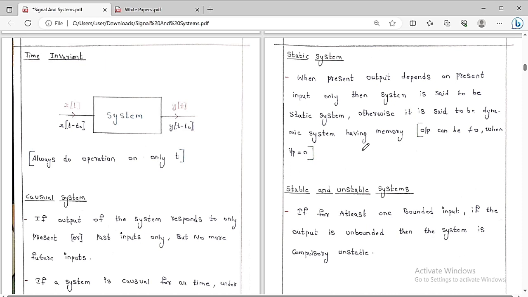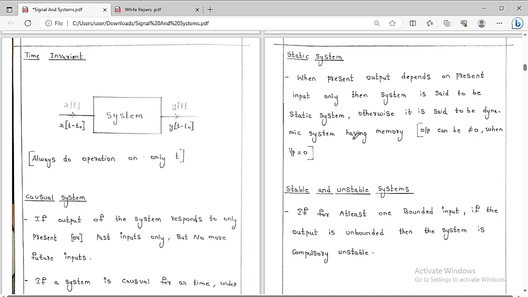But if the present value of the output depends on the past values of the input, then it is said to be a dynamic system. In the case of a dynamic system, even if the present input is equal to 0, because of past inputs the output can be not equal to 0. So when the present output depends on the present input only, the system is said to be static. Otherwise, it is said to be dynamic, which means it has memory. Therefore, the output can be not equal to 0 when the input is equal to 0.